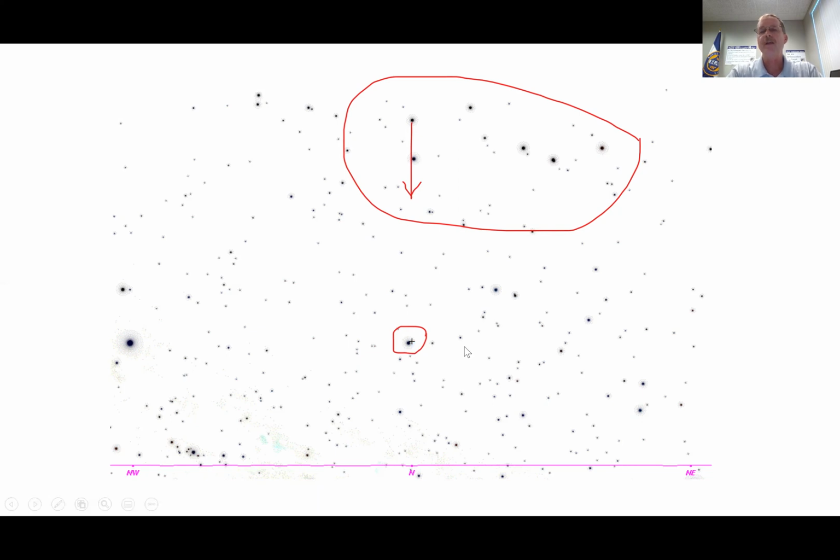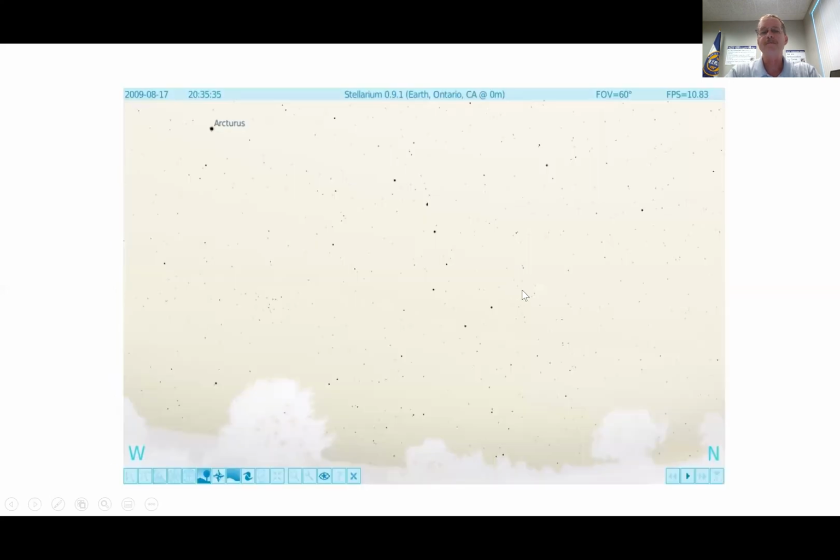Now, the thing to understand, because of the rotation of the planet, which causes our sky to look like it rotates around the North Star, the Big Dipper is going to be in different places during the night, depending on the season. Before we look at that, though, I'm going to give you another look.